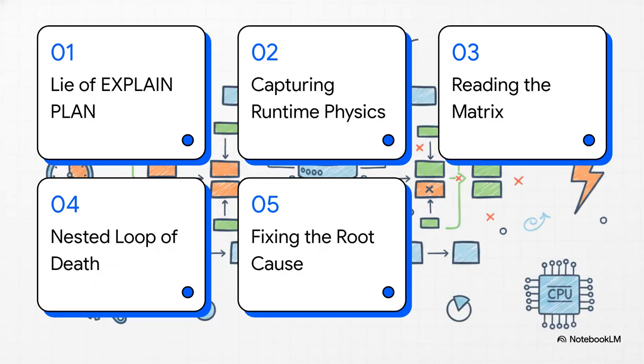Okay, let's dive into this. Here is our game plan for today, taking us from the problem all the way to the resolution. We'll hit 1. The lie of explain plan. 2. Capturing runtime physics. 3. Reading the matrix. 4. The nested loop of death. And finally, 5. Fixing the root cause.